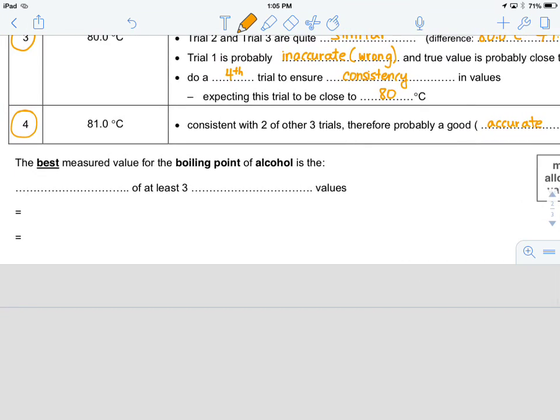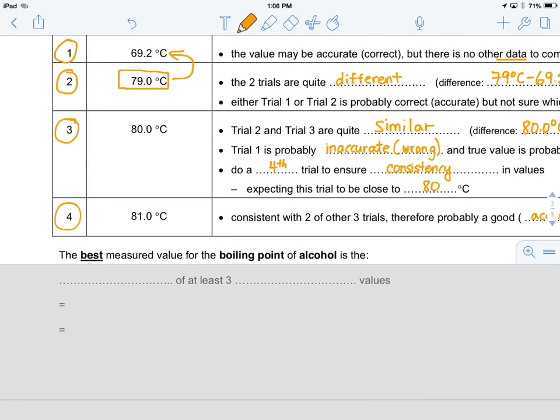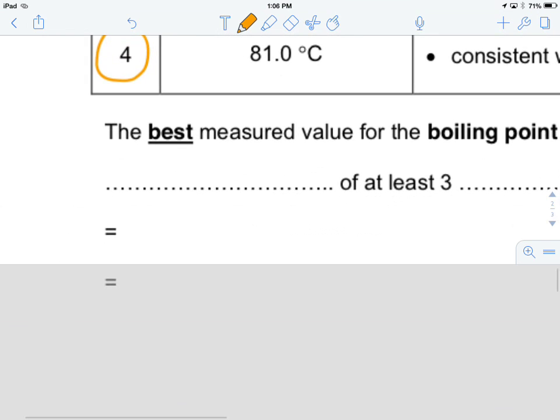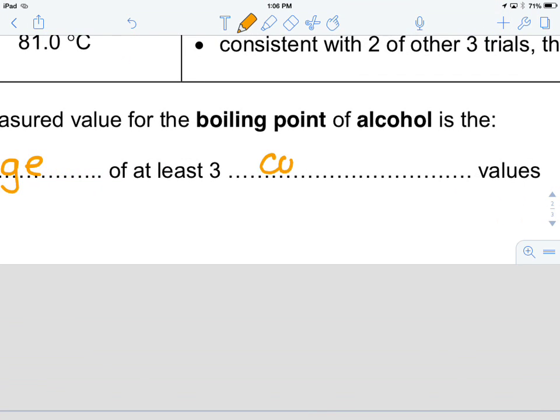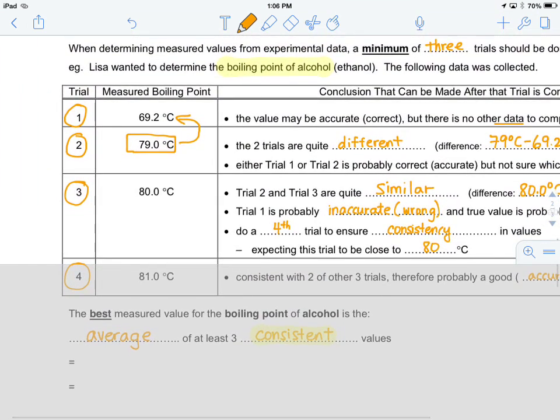So here we have 3 different measured values. We have 4, but 3 of them are consistent. So if we wanted to say the best measured value for the boiling point of alcohol, what we're going to do is take the average of at least 3 consistent values.